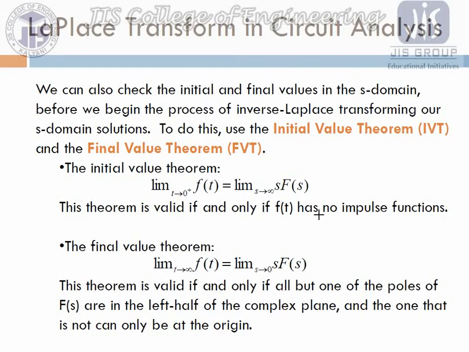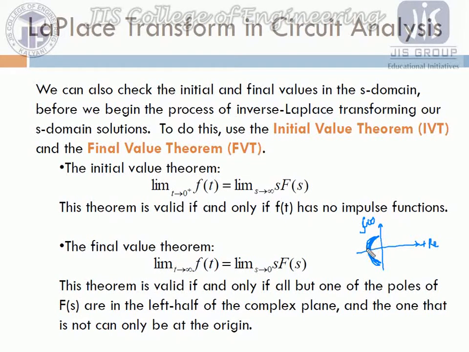Left half of the s plane means, if we consider a normal plane, this is our positive real axis, and this is our positive j omega axis. So left half means this side, and the poles may lie in any of this region. One of the poles must lie in this region, the left half of the s plane, and then only we can apply the final value theorem. It's an important criterion that we have to remember.